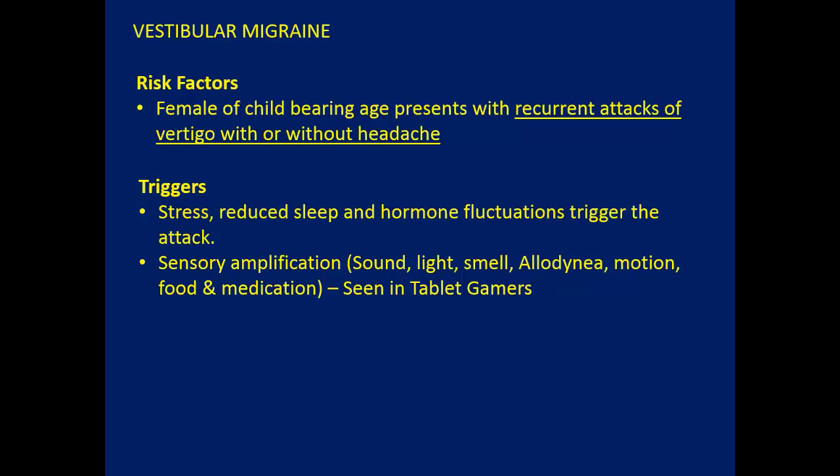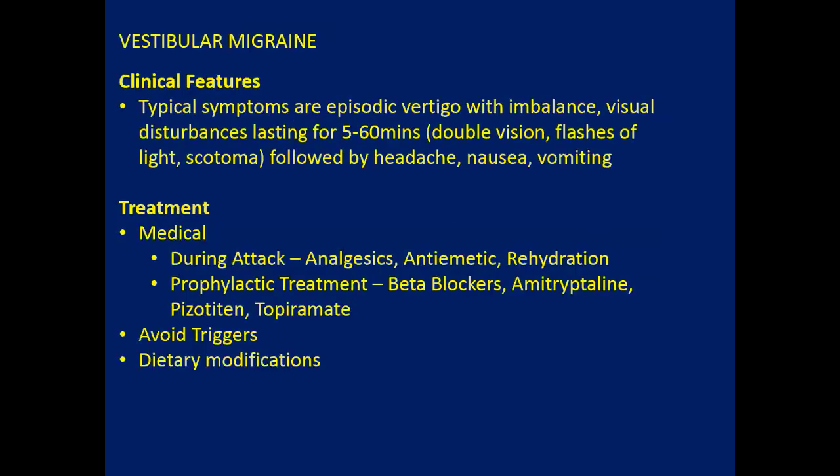So triggers are very important to us. You know, migraine can be diagnosed by triggers, like reduced sleep, hormone fluctuations, sound, light, smell, motion, food, medication. All these can affect the ear, and then the patient can get migrainous vertigo. So vestibular migraine: the typical symptom is vertigo with imbalance, visual disturbance lasting 5 to 60 minutes, double vision, flashes of light, scotoma, where you see a black spot in your visual field, followed by headache, nausea, vomiting.